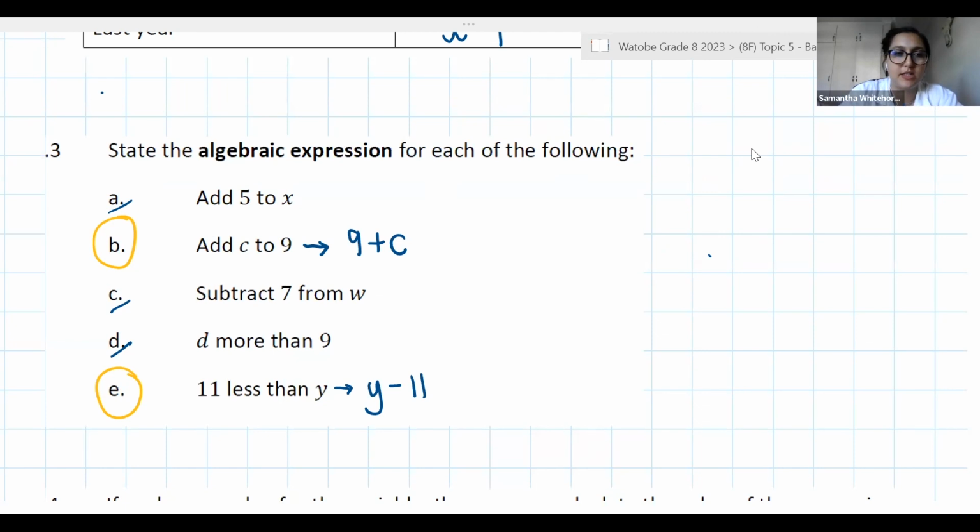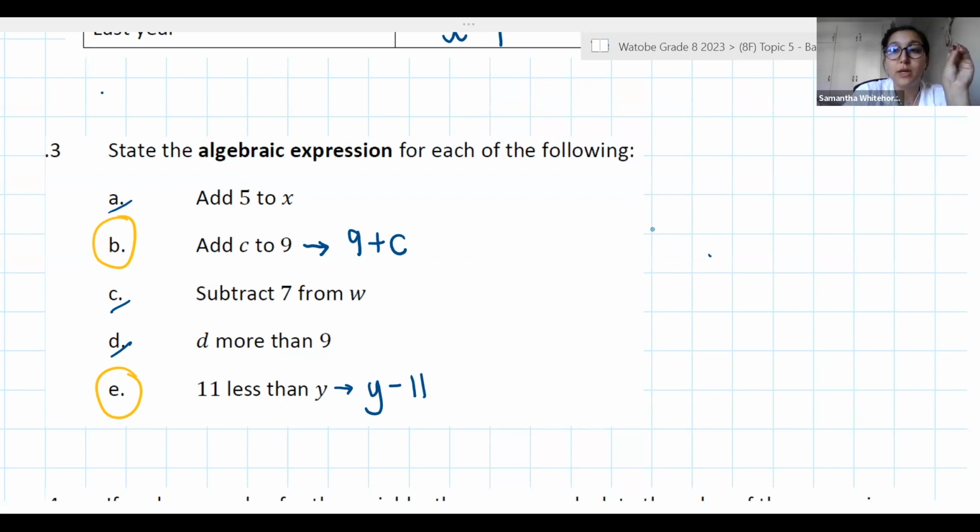Okay, Mavuyo, nice. Do you want to give me A? Yes, ma'am. A is equals to 5 plus x. Okay, cool. So there's something that Mavuyo's said here which I want to point out. So it's very nicely done. It's saying add 5 to x.